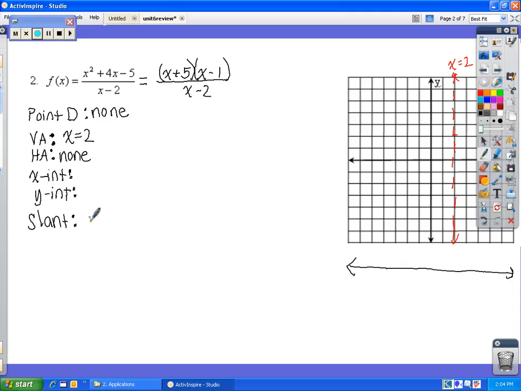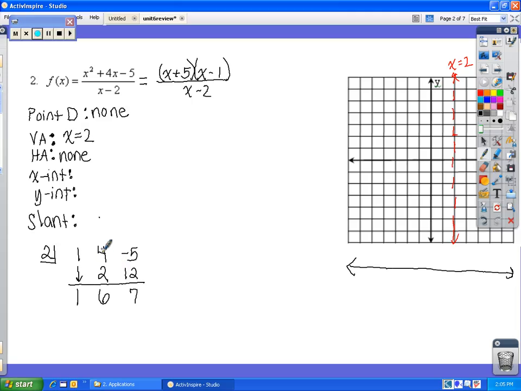So to find my slant asymptote, I'm actually going to refer back to my original function and perform synthetic division. Now, we said that my vertical asymptote was 2 because it makes the bottom 0. That's the number that I'm going to use for my synthetic division. And then I'm going to use the coefficients of each of these terms. So 1, 4, and -5. For synthetic division, you're going to bring down the first number, multiply 2 times 1, and put it here. Add, multiply 2 times 6, put it here. Add, and you get 7.